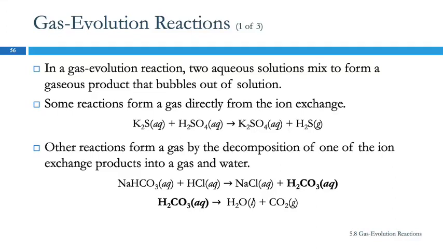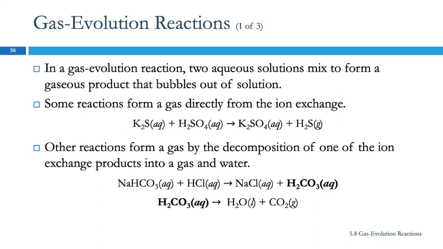Those were the acid-base reactions. We also mentioned the gas evolution reactions. Here we've got two aqueous solutions that mix together and form a gaseous product, which will bubble out of the solutions. So sometimes this happens directly from the ion exchange. Here, potassium sulfide reacting with sulfuric acid gives us potassium sulfate and H2S. This is a gas, and so that's just going to form the gas that bubbles out.